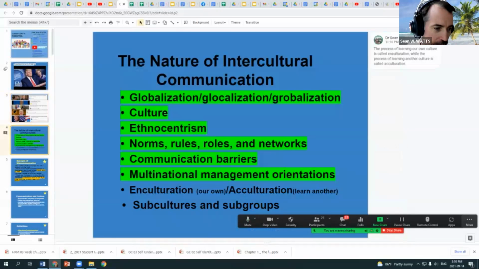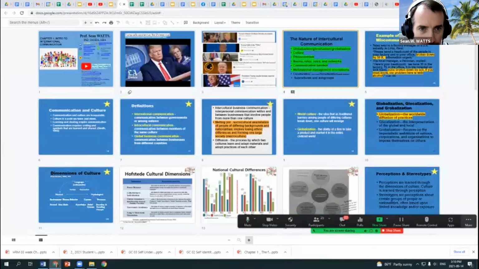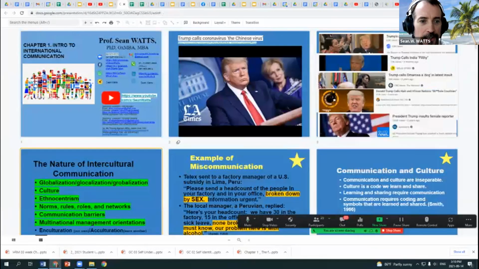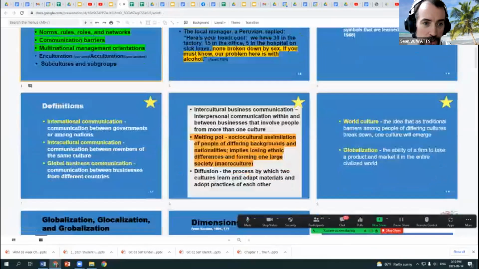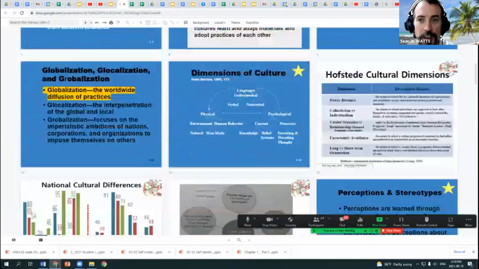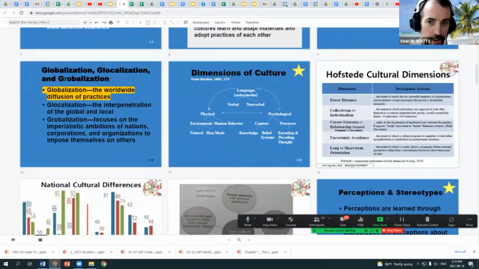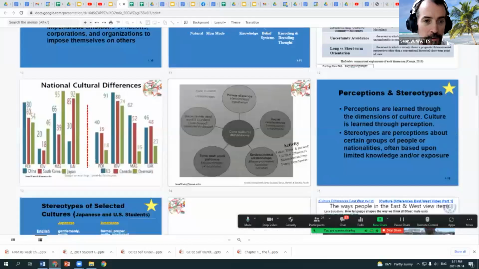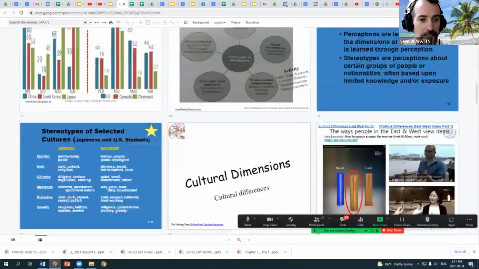So the idea in week 1, I'll just share some of this quickly. There's different examples of miscommunications, examples and definitions of key words we need to know, like a melting pot, globalization, definitions of culture, dimensions of culture. This is pretty important. You need to understand who is Geert Hofstede and how he has dimensions of culture: power distance, collectivism, individualism, masculinity, femininity, and uncertainty avoidance. And then we talked about other people like the GLOBE study, Trompenaars, Laurent, that all have additional definitions and dimensions of culture.